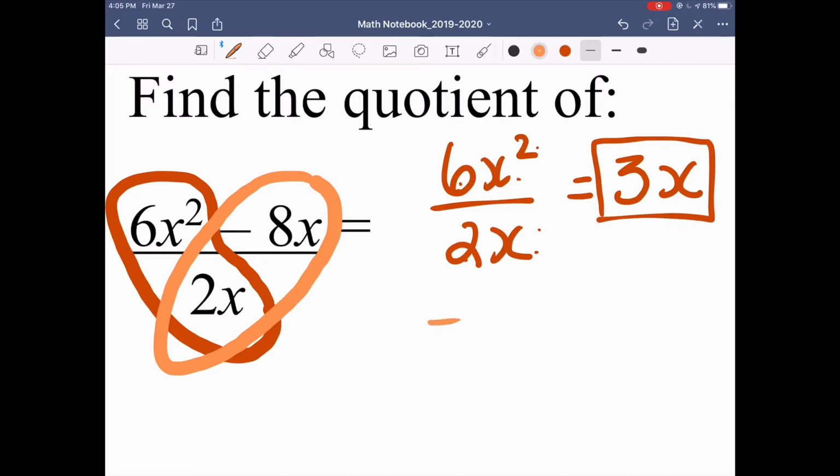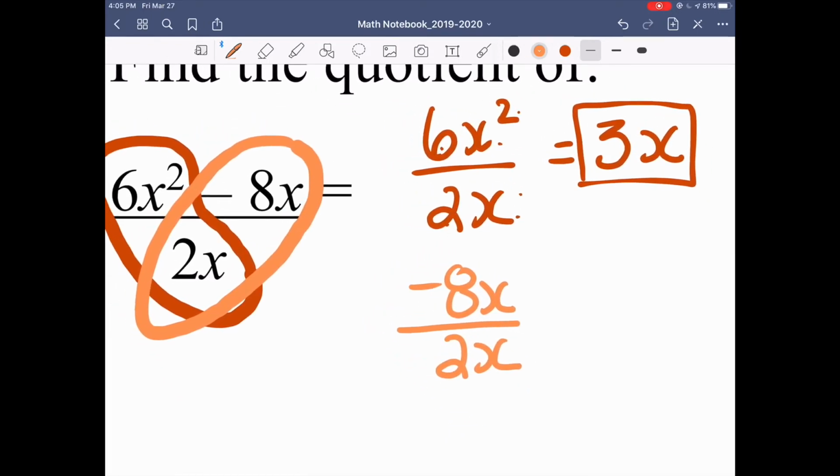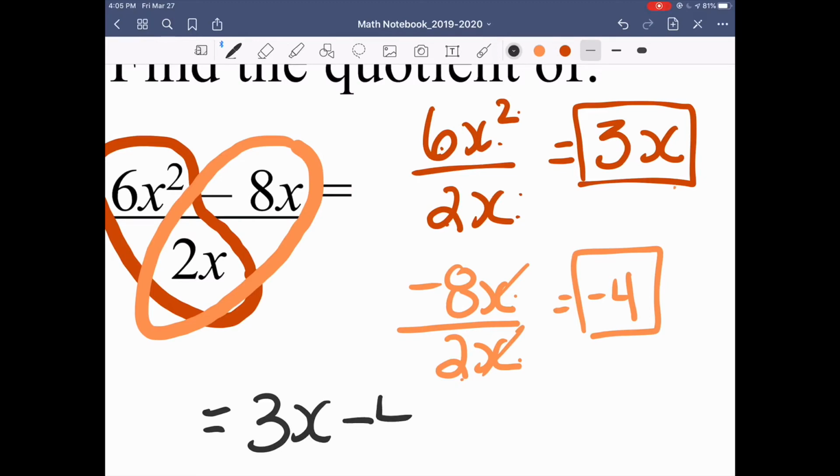The second one is negative 8x. Notice how I brought in the negative with the term. Always include it, it will make your life a lot easier. So negative 8x over 2x. Again, we're going to divide the coefficients first. So negative 8 divided by 2 is negative 4. And then x divided by x, we subtract the exponents. 1 minus 1 is 0. These actually cancel out, so there's no variable here. So our final answer is these two numbers. All we have to do is put them together, which is just 3x minus 4.